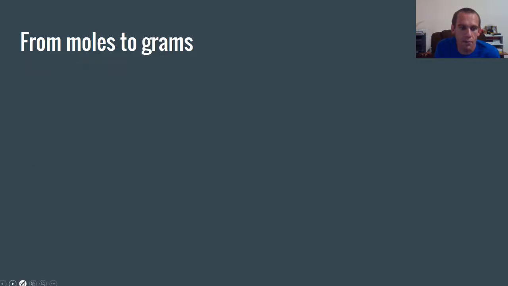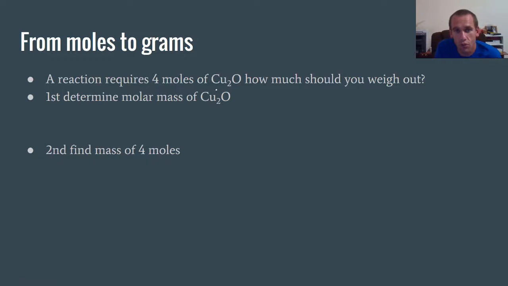We'll look at one more example problem. We're going to go the other way from moles to grams. A reaction requires 4 moles of Cu2O. How much should you weigh out? So in order to do this, I'm basically asking, this is how many moles I have, how much mass do I need? So Cu2O is not an element, it's a compound, and so I need to determine the molar mass of Cu2O. And I'm going to do this by using the periodic table again.